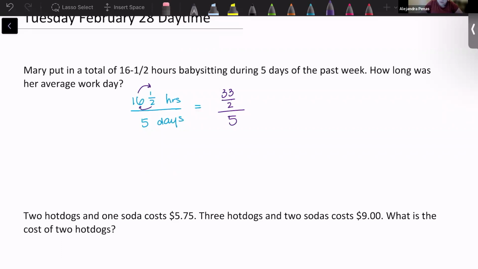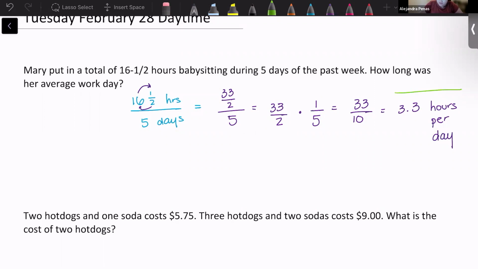So now we're going to have to do the keep, change, flip. Keep, change, and flip. Now we can just multiply, so we'll have 33 over 10. And 33 divided by 10 is going to be the same as 3.3 hours per day. So this is the average amount of hours that she worked each day of the week.